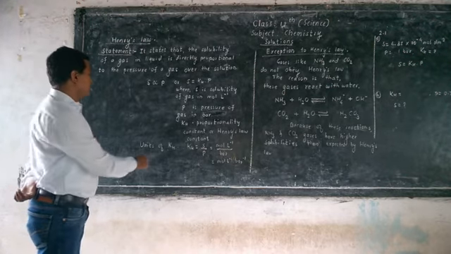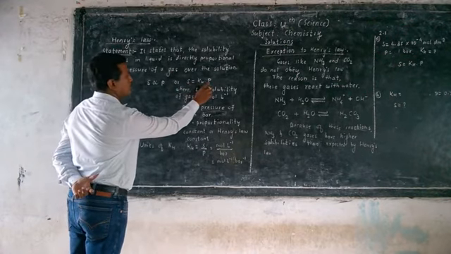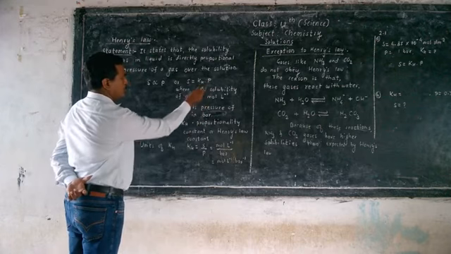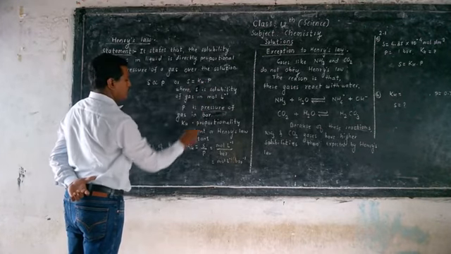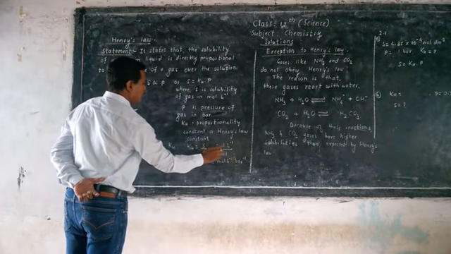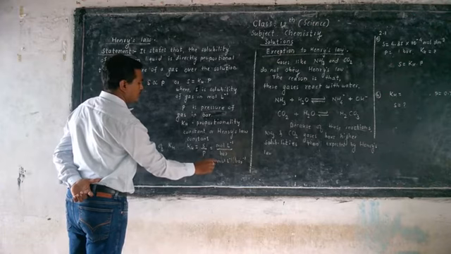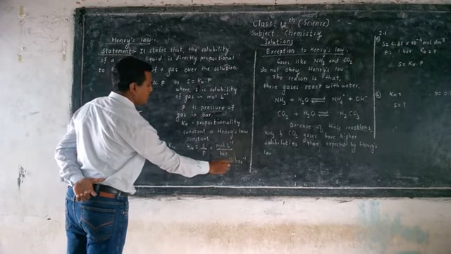So here, unit of Kh: S equals Kh into P, so Kh equals S upon P. Unit of solubility is mole per liter and unit of pressure is bar. So the unit of Kh is mole per liter per bar.